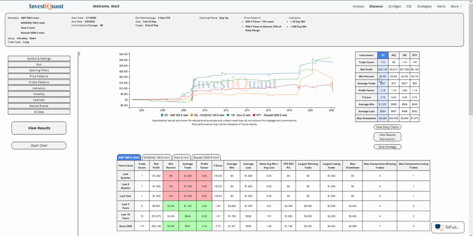The win rates on these are just mildly favored. For the S&P, 55% of these have closed above the opening print when this is true. For the NASDAQ, it's 56%, for the Dow, 61%, and for the Russell, 53%.